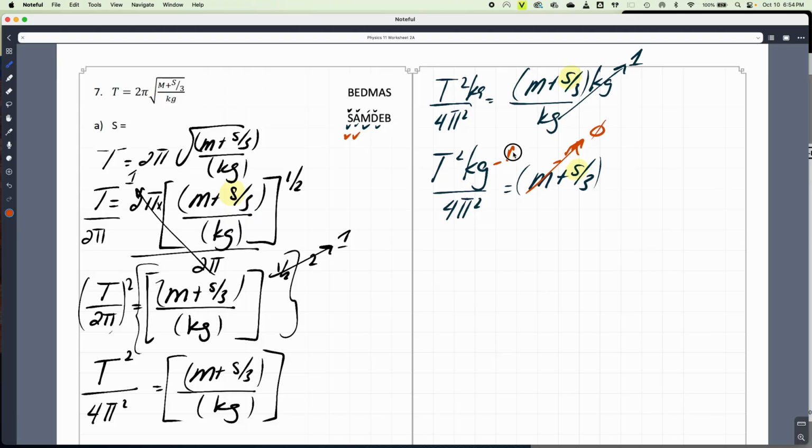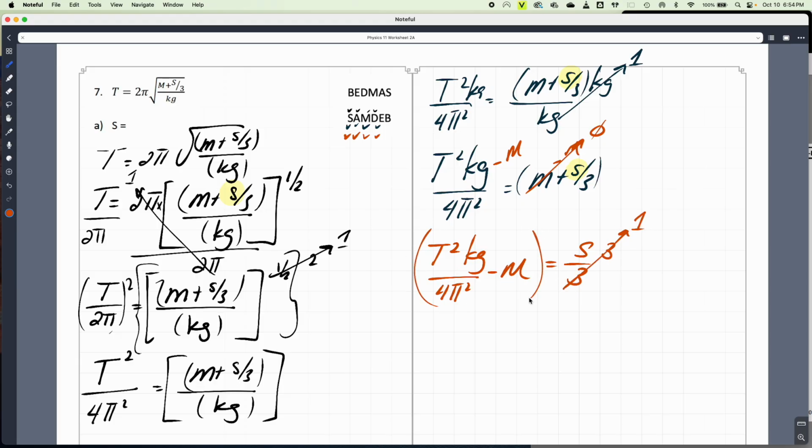In order to do that to the right side, we have to do it to the left side as well. So it's t squared kg over 4 pi squared minus m. And this equals s over 3. So 1/3 of an s equals this. So is there any multiplication happening to s? No. Is there any division happening to s? Yes, it's being divided by 3. So I'm going to multiply by 3. 3 divided by 3 is 1.